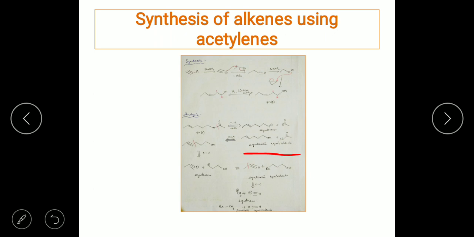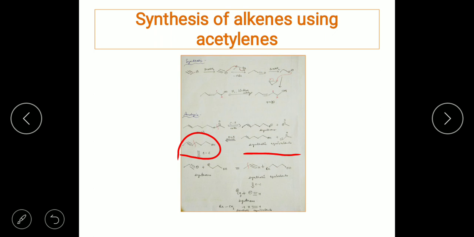Now the next step would be to convert the alkene to an alkyne. That is, we're going to do the functional group interconversion of alkene to alkyne so that we can get acetylene as a starting material. Once we do the functional group interconversion, you can see how we get an alkyne.